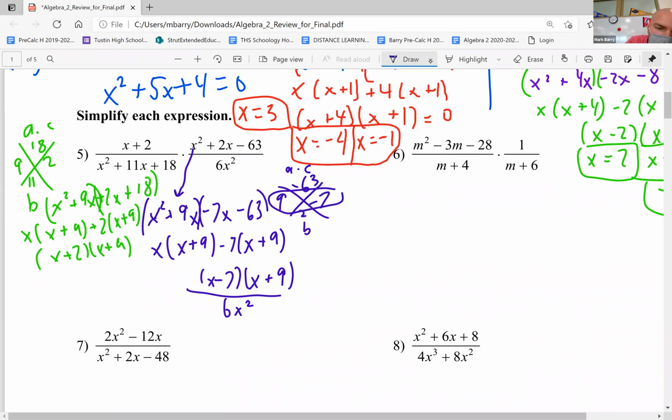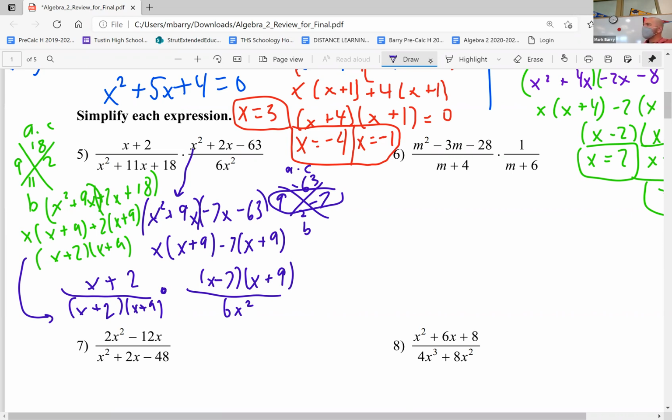All right, so now I'm going to go ahead and rewrite that here. So on the bottom here, I have x plus 2 times x plus 9. And on the top, I got x plus 2. All right, now comes the fun part.